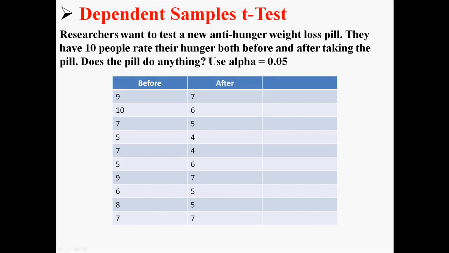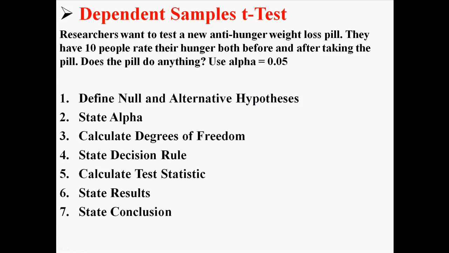and after. That's why we're doing a dependent samples t-test. So this t-test is going to have 7 steps. First, we're going to state our hypotheses. Then we're going to state alpha. We're going to calculate the degrees of freedom, state the decision rule, calculate the test statistic, and then we will state our results and state our conclusion.